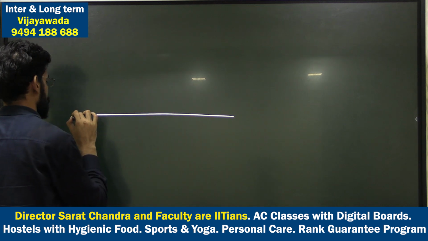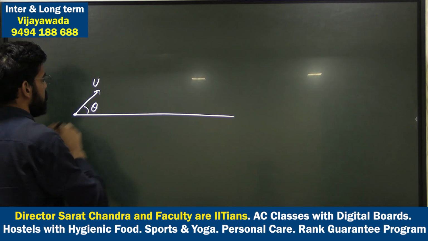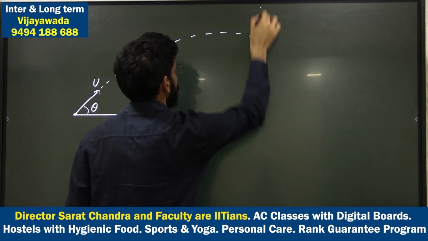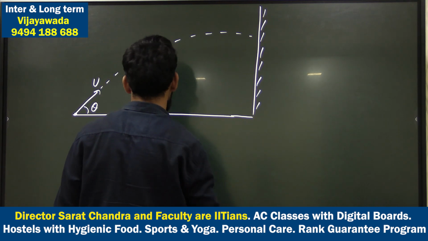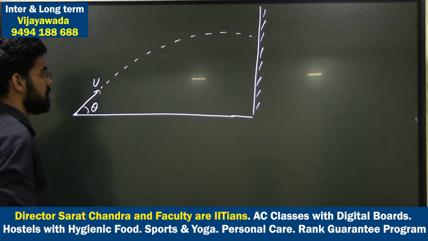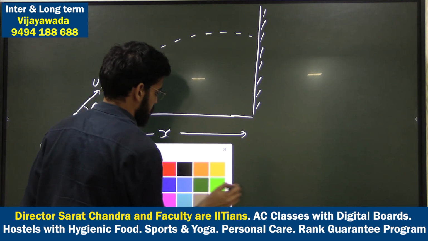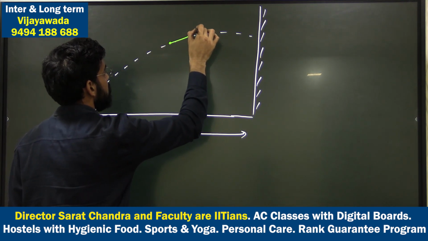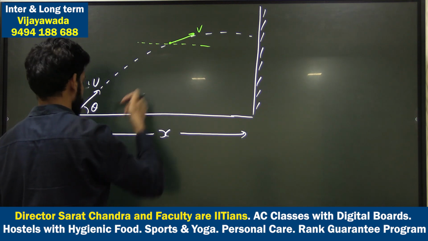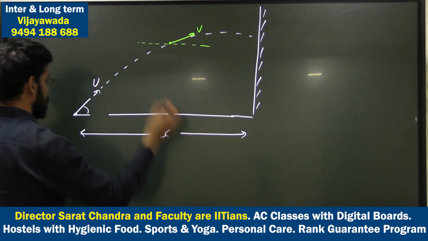See, from here it is projected, let's say at angle theta. Theta is given to you, u is the speed, going like this, let's say it hits the wall, so the wall is here. After how much time? 2 seconds. So after 2 seconds it hits, and you have to find the horizontal distance, this distance, let's call it x. So at any point of time its velocity is v, let's say this side, which is making an angle, let's call this 60 degrees only. Here the angle is 60 only, so we can take theta there.